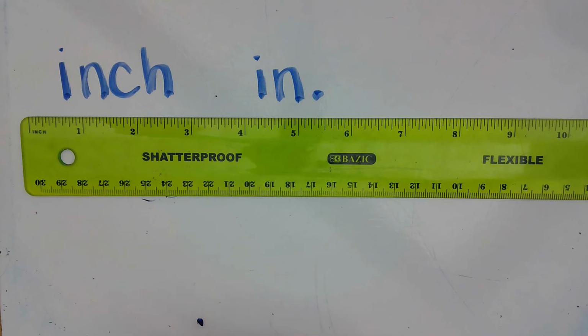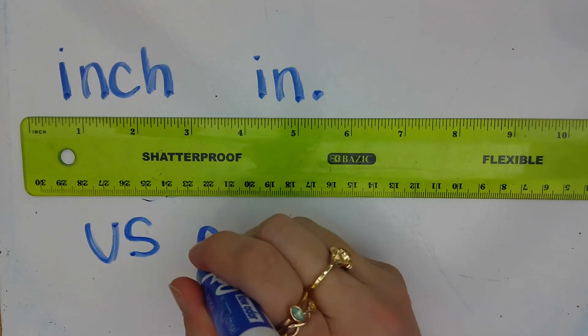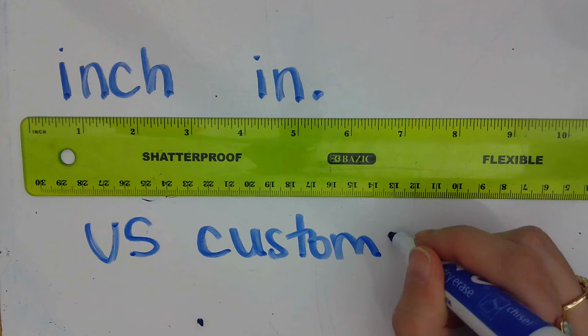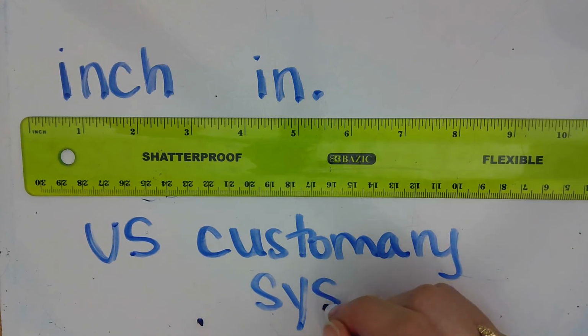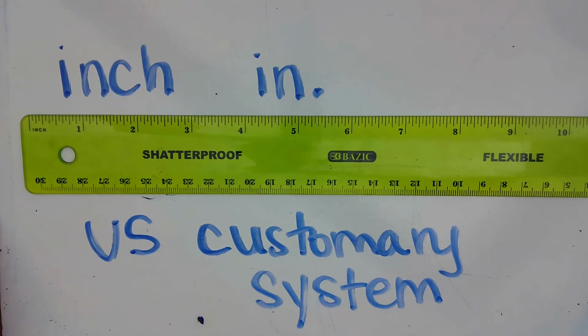So our measurement system of inches, feet, pounds, quarts, and so on, which is used for everyday purposes in the United States, is called the U.S. Customary System of Measurement. So when we learn about feet, when we learn about inches, centimeters, all of that is part of the U.S. Customary System of Measurement.